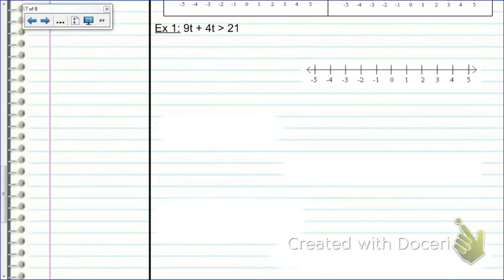So ladies and gentlemen, 9t plus 4t gives me 13t greater than 21.